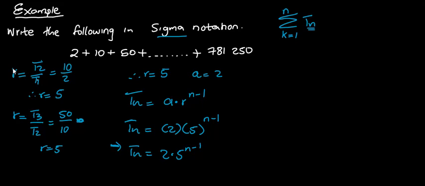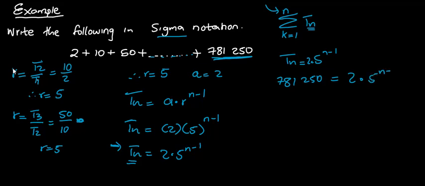We need to use this general term to find the number of terms. Remember, here on top we put the number of terms in the sequence. So where there's Tn, you substitute the last term. As you can see, they tell us that the last term is this big number. So from the formula, Tn is equal to 2 times 5 to the power n minus 1. We need to substitute 781,250, equate this to 2 multiplied by 5 to the power n minus 1.